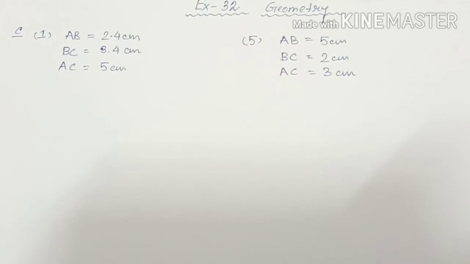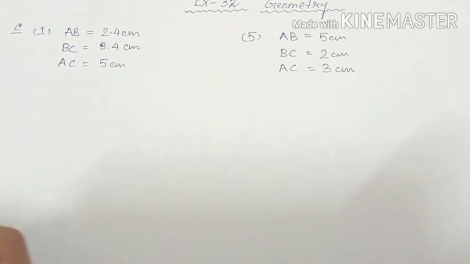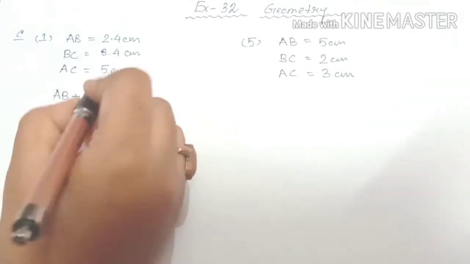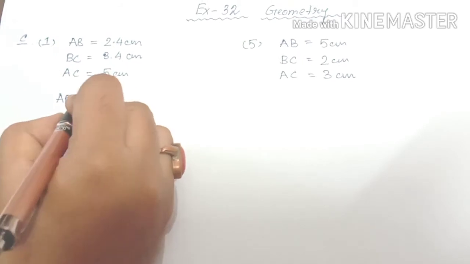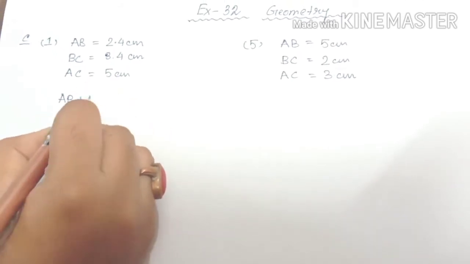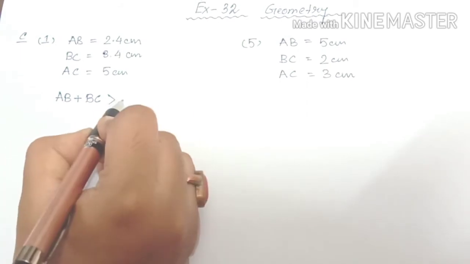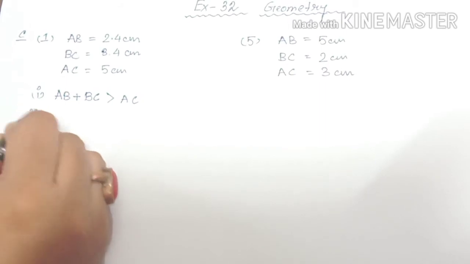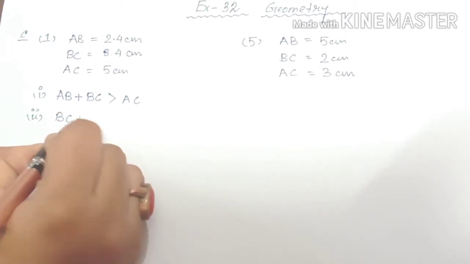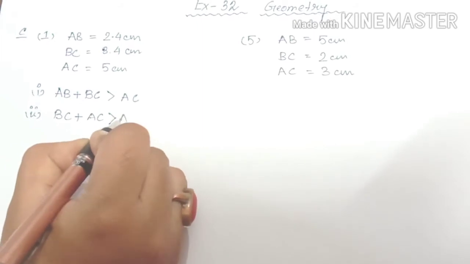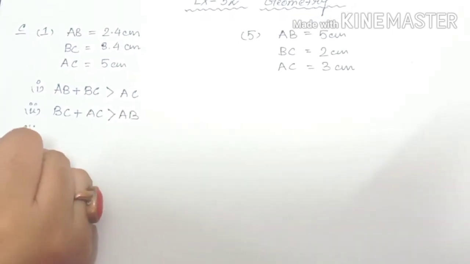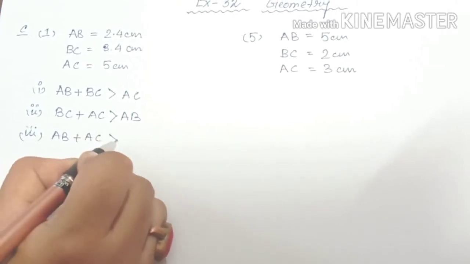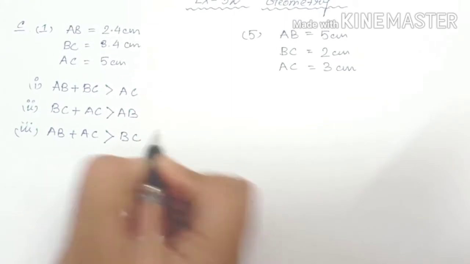So we have already known the property of a triangle, right? What is the property of a triangle? That the summation of two sides of a triangle should be greater than the third side. So here AB plus BC should be greater than AC. This is the number 1 condition. Number 2 is BC plus AC should be greater than AB. And the third one is AB plus AC should be greater than BC, right?